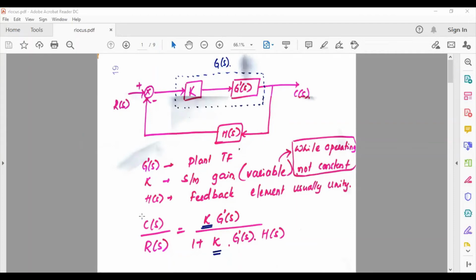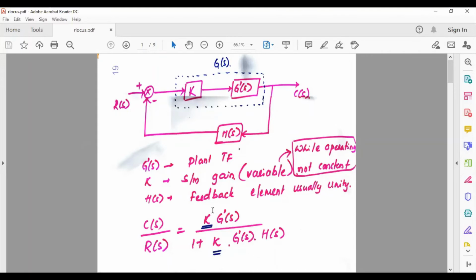So everyone is aware of the closed loop transfer function now. It is C of S by R of S. The numerator is the forward path transfer function k into g dash of s, divided by 1 plus k into g dash of s into h of s. So the additional term k has been introduced both in the numerator and denominator.